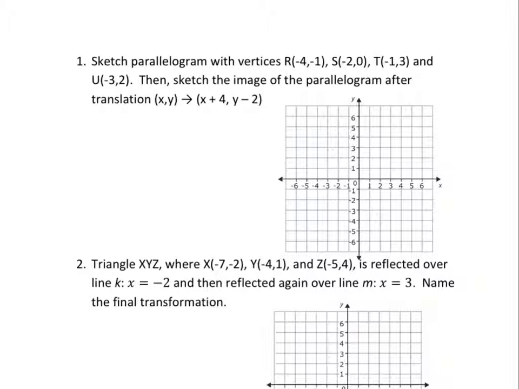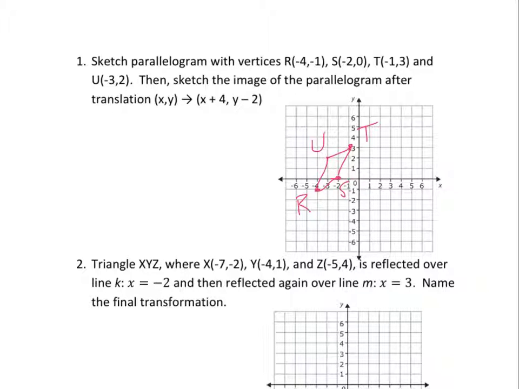So we're going to sketch a parallelogram. We have R at (-4, -1), S at (-2, 0), T at (-1, -1)... and U at (-3, 2). So we have this parallelogram here, R, S, T, U, and we're going to move the whole parallelogram.